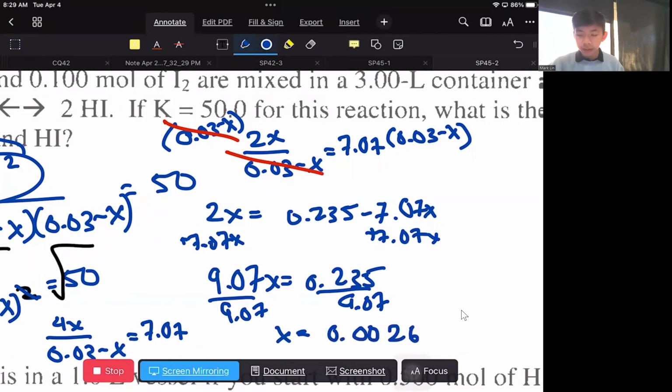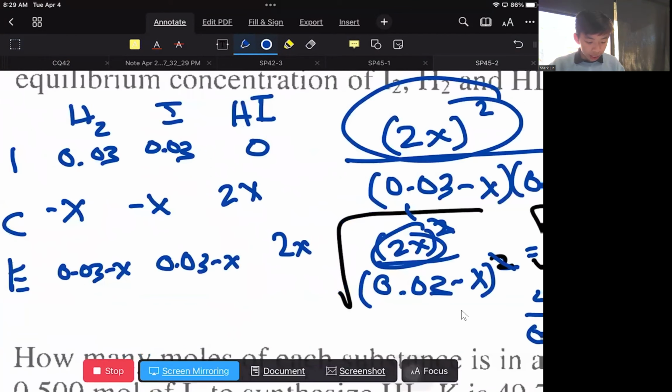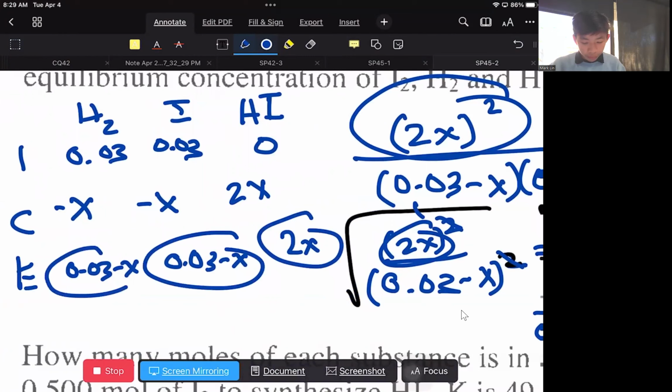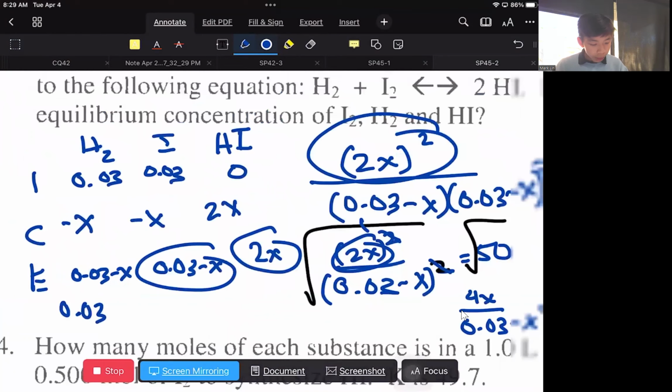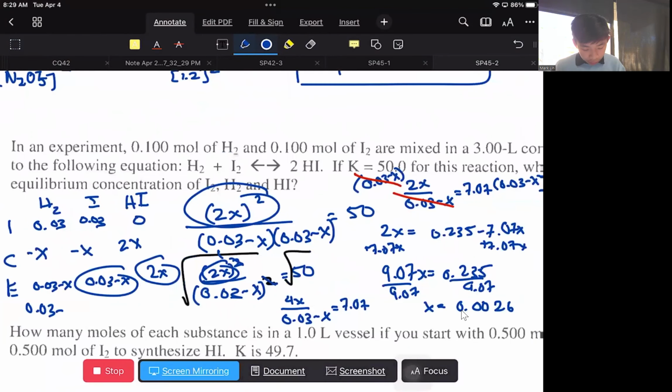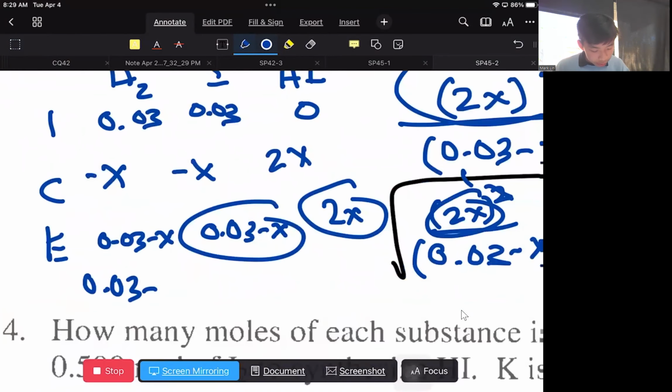0.0026. Right, you plug this back into x. This is your x. You plug this back into your ICE table right here. So H2 is going to be 0.03 minus the x, 0.0026.